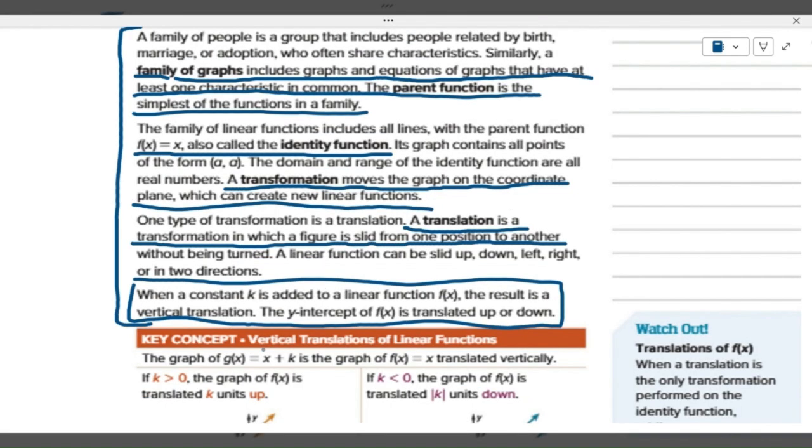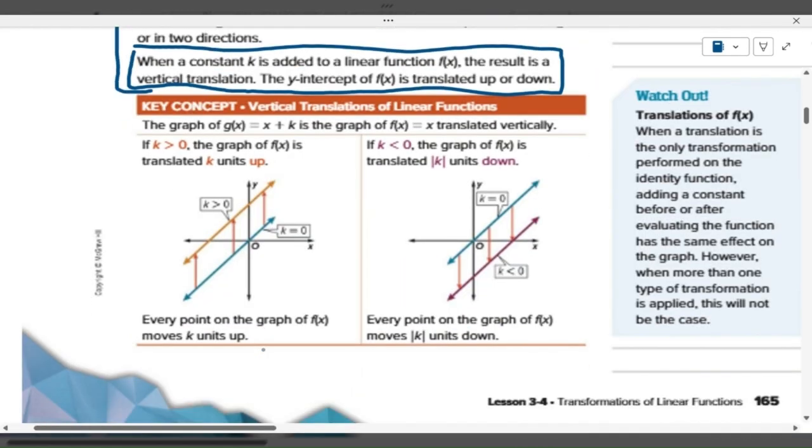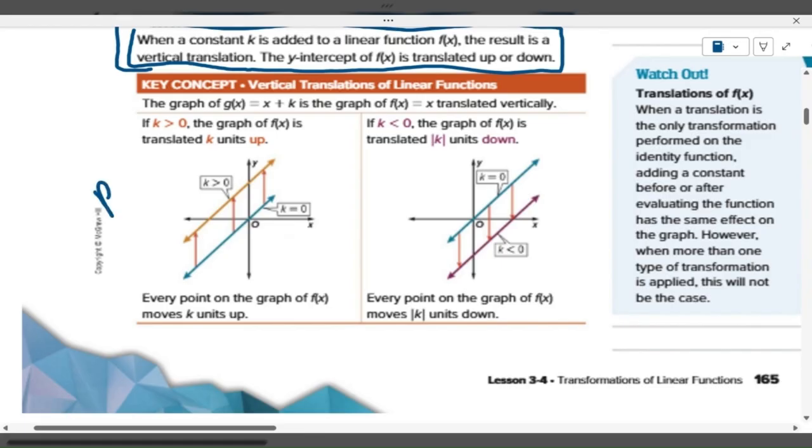Okay, so let's take a look. Here is an example of a vertical translation. So if k, the value that we're adding to the function, is greater than 0, so if it is positive, go ahead and write that, positive, then we are going to move up on the y-axis. So if we were a little point here and we add a positive value, then we're going to go up here.